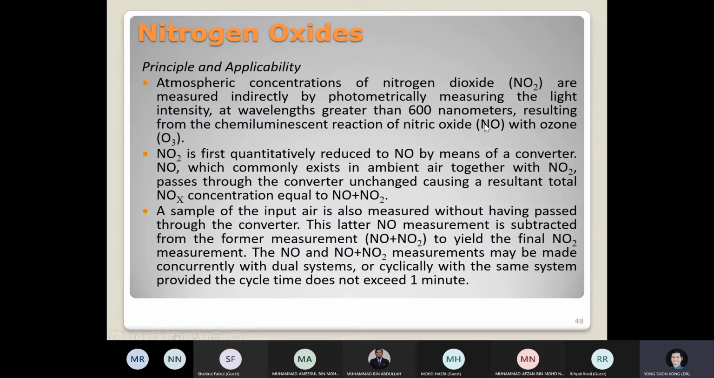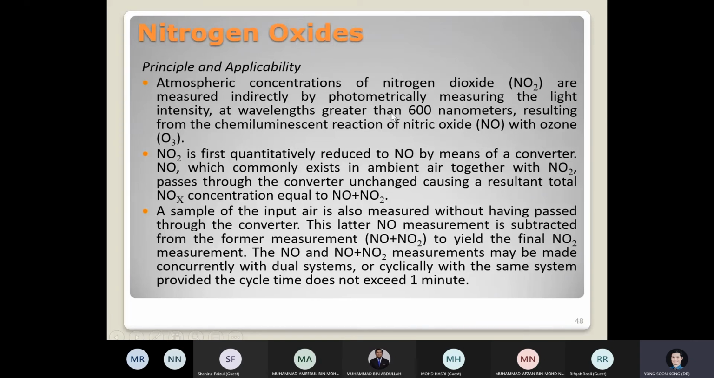So in order to be converted here, they just react it with ozone. Yeah, reaction of nitric oxide with ozone. Then they measure at 600 nanometer. Okay, now what about the others, nitrogen dioxide? Well, there's a way to detect both nitric oxide and nitrogen dioxide, in which first you convert all the nitrogen dioxide into nitric oxide, and measure it.